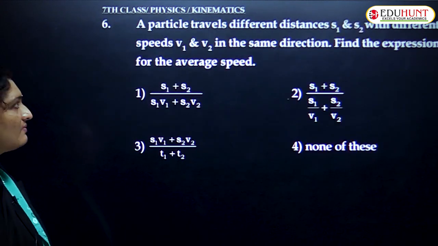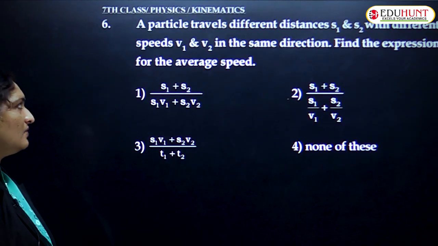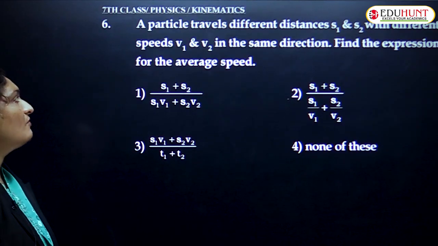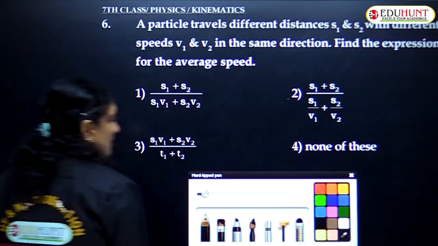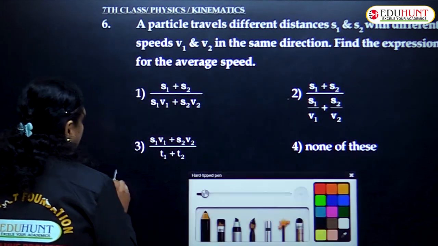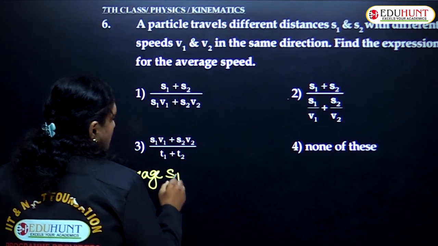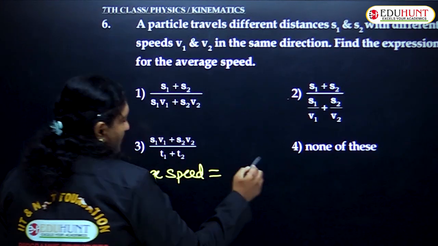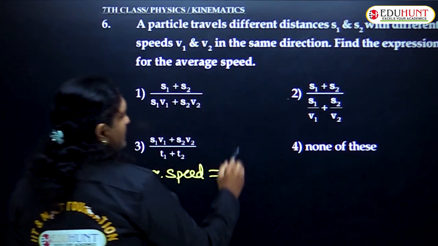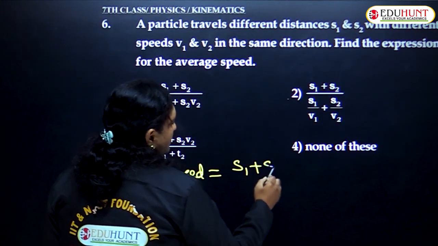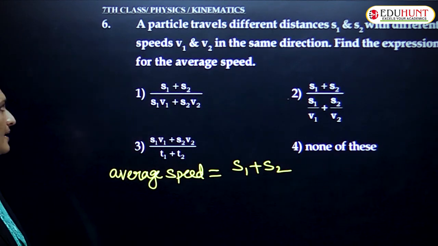A particle travels different distances S1 and S2 with different speeds V1 and V2 in the same direction. Find the expression for average speed. Children, earlier I already told you that average speed is equal to total distance by total time. What is the total distance they have given? That is S1 and S2, two different conditions. Total distance was found to be S1 plus S2.